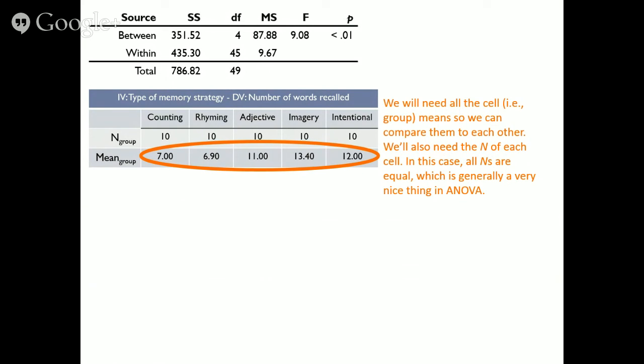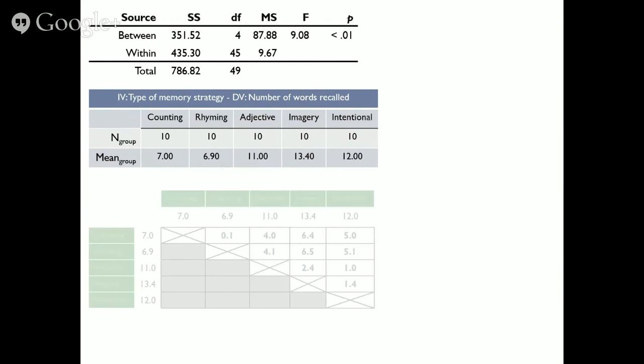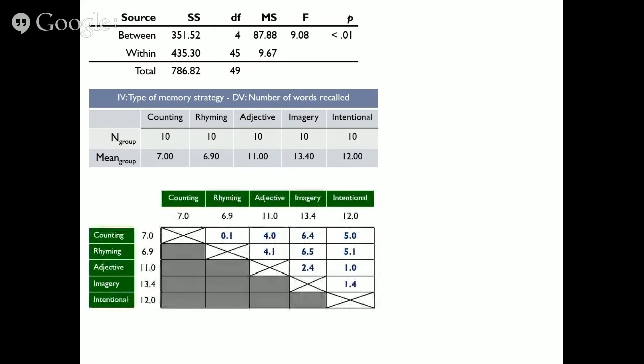And we can do all of these comparisons, but we need to get all the cell means, because that's what we're doing comparisons on, the cell means. All n's are equal here, which is kind of nice in ANOVA. It makes things simpler with the math. It makes the results a little more plausible in some cases.